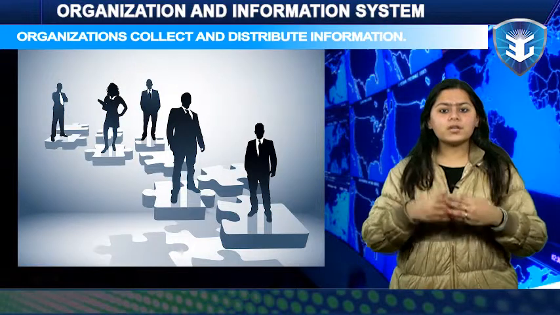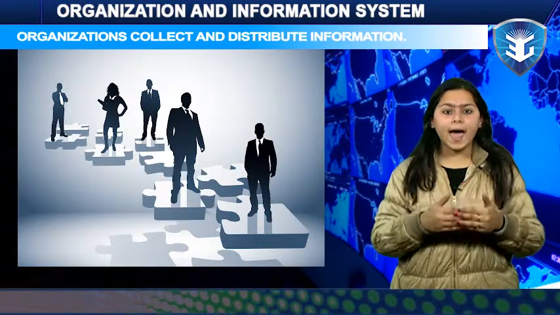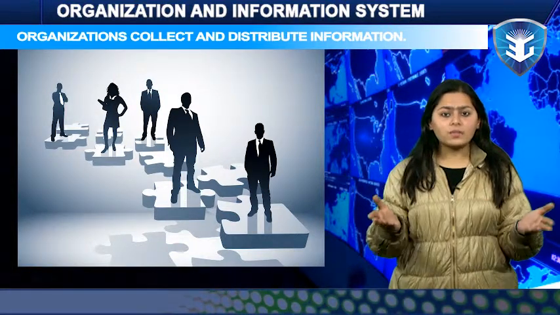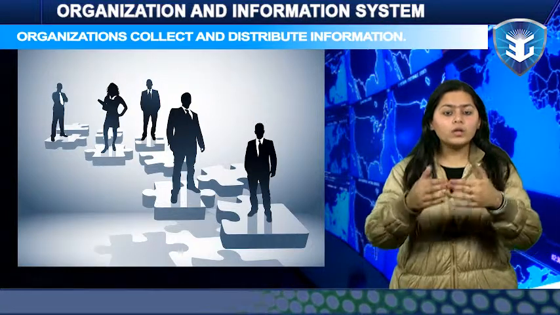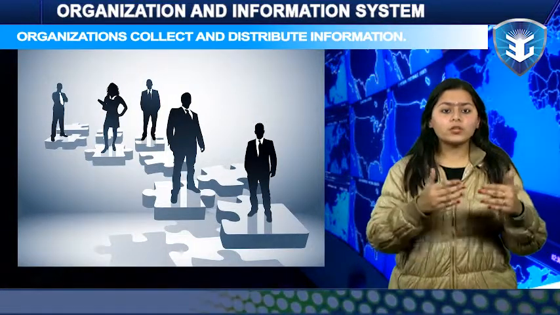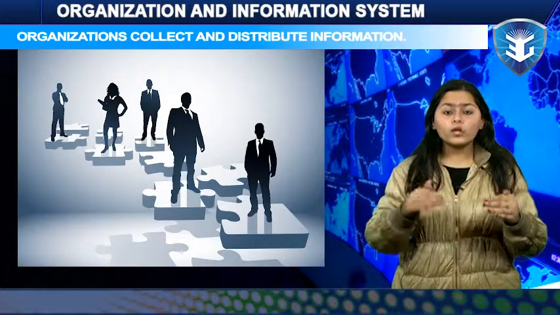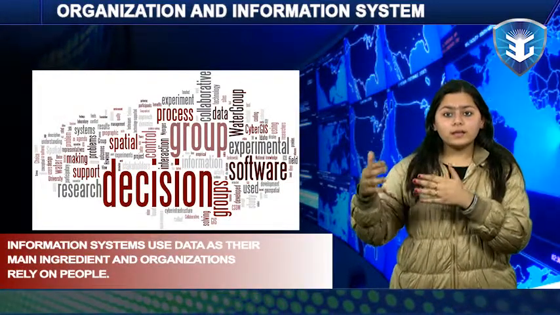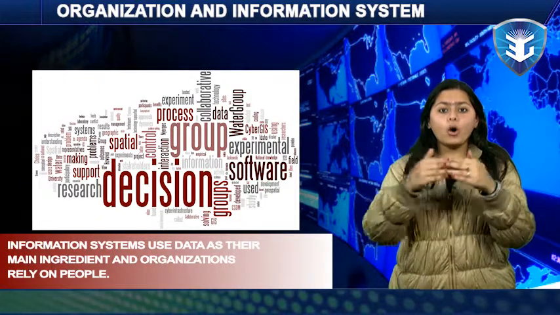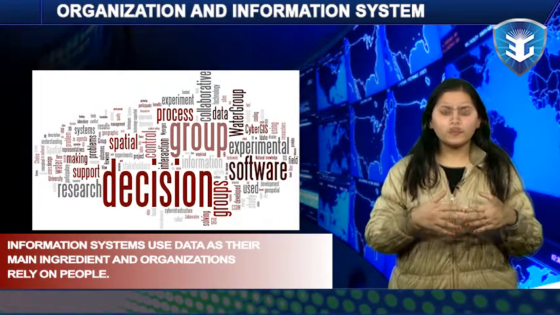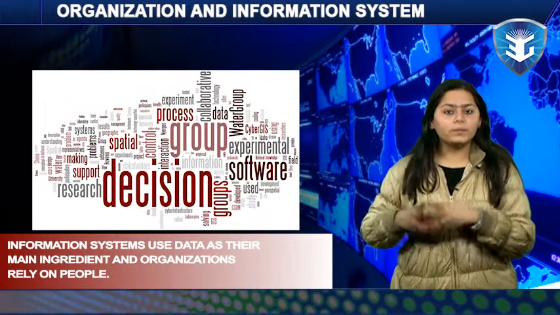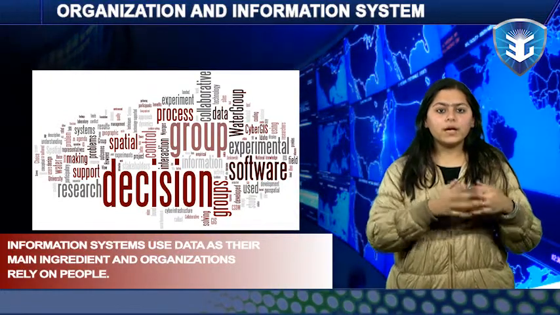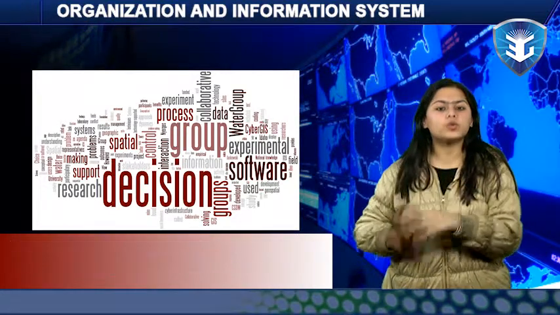Other times, organizations distort data so much as to change its meaning and value. This chapter describes the importance of information within organizations and how information is acquired and changed within organizations. Information systems use data as their main ingredient and organizations rely on people. The similarities are remarkable. Both are methods of turning raw products, data or people, into useful entities, information producers.